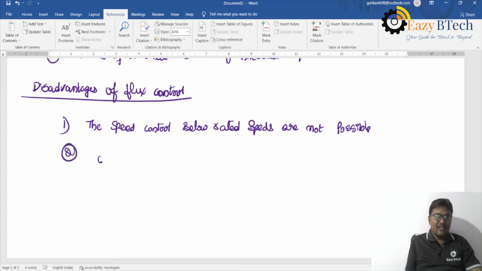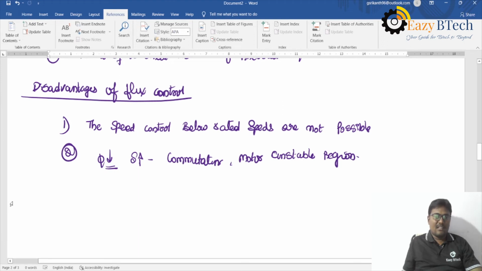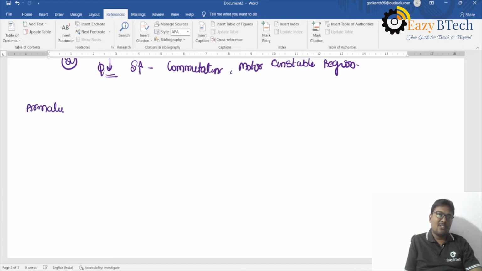And the second one: if the flux decreases, speed increases, so it will affect the commutation process and the motor will go to an unstable region. Okay, there is a limit for the maximum speed. And the next method is armature voltage control.